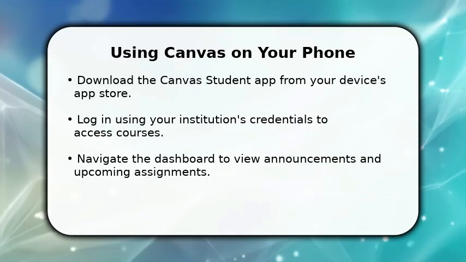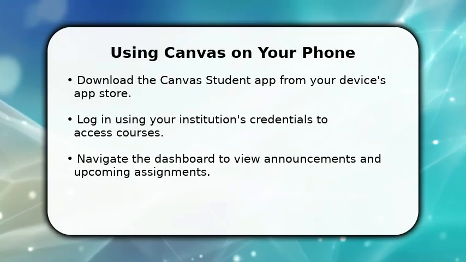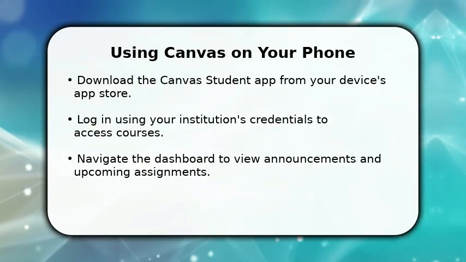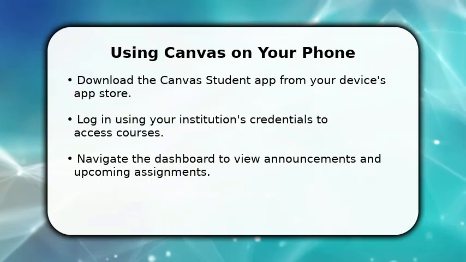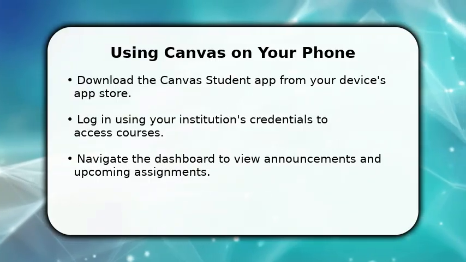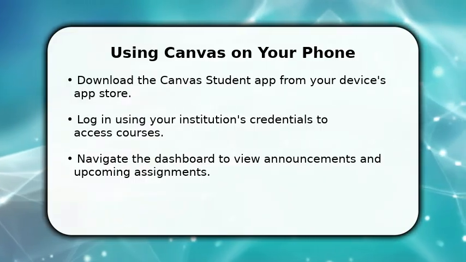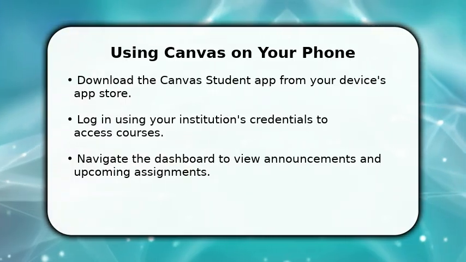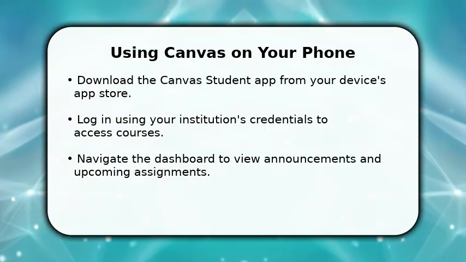Enjoy the video. In this video, I will explain how to use Canvas on your phone. First, download the Canvas student app from your device's App Store, available for both iOS and Android. Once installed, open the app and log in using your school's credentials. This will grant you immediate access to your personalized dashboard, where you can see all your enrolled courses, recent announcements, and upcoming assignments at a glance. It's a straightforward process to get started.